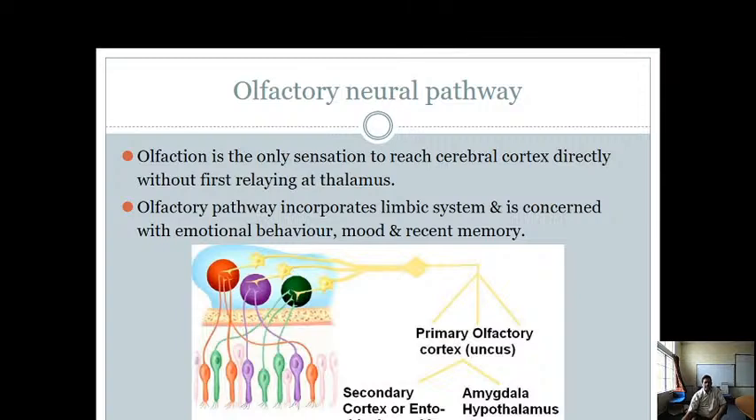Here is the same diagram once again, a different kind of diagram, but the same mechanism of how the impulses travel into the olfactory cortex, and from there to the secondary cortex and amygdala. So this is the basic mechanism through which the odorous particulate matter comes in contact with the olfactory cells, and how the impulse travels into the cerebral centers.